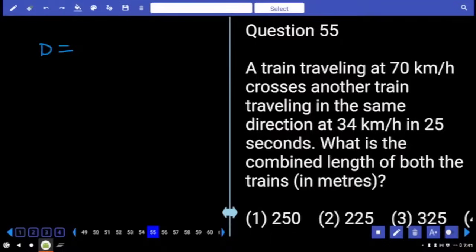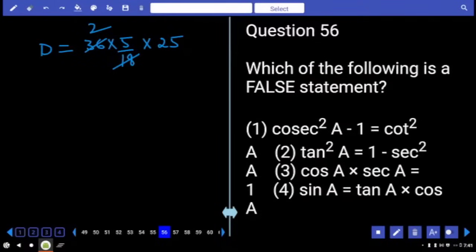70 minus 34, 36 kilometer per hour converted to meter per second into 5 by 18. Relative speed multiplied by time, 25 seconds. 18, 2 times. 2 into 5, 10 into 25, 250, first option.